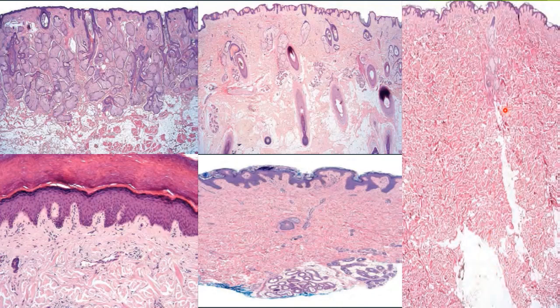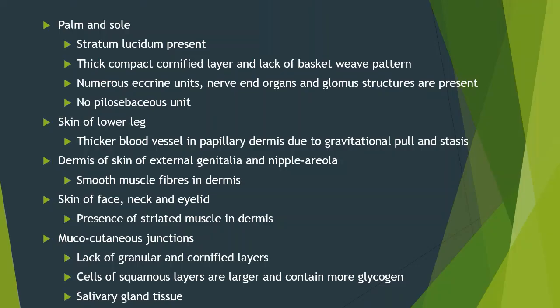This is the skin from the axilla, where we can see the apocrine glands, which are present in the deep subcutaneous tissue plane. This is the skin from the palm and sole, where there is presence of stratum lucidum with a thick corneal layer, and also there is no apocrine gland in the dermis. And this area of skin is rich in eccrine glands, the sweat glands. So in palm and sole, stratum lucidum is present, with a thick, compact cornified layer and lack of basket-weave pattern. There are numerous eccrine units, nerve endings and glomus structures. No pilosebaceous unit is there.